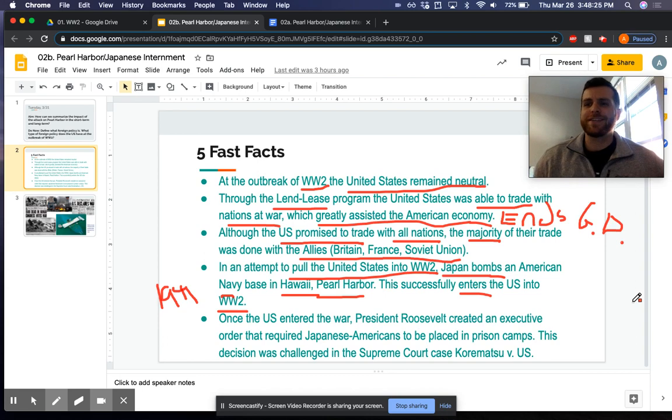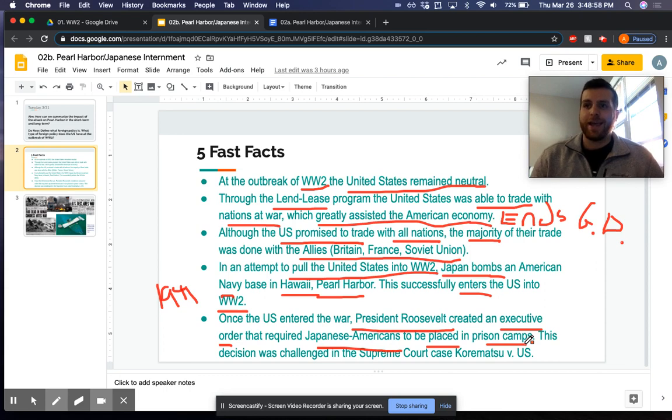And we see there are lingering effects to the attack on Pearl Harbor. One of those lingering effects is that once the US is in the war, we see FDR create an executive order that required Japanese Americans to be placed in prison camps. So the President of the United States creates an executive order that forces Japanese Americans to be pulled from their homes and placed in prison camps, also known as internment camps.